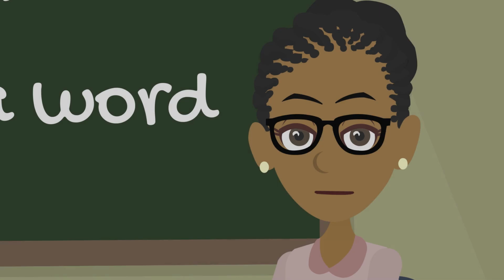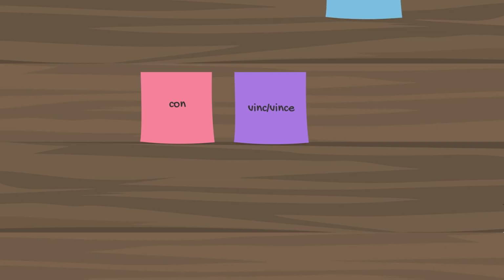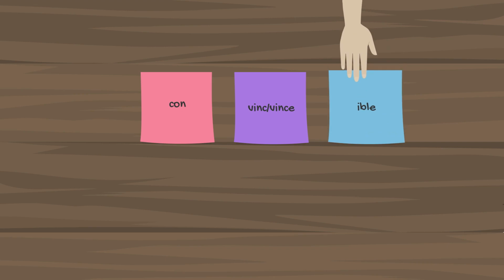Convince. Now let's add some suffixes to our words. Able to be. Now our word says convincible. When something is convincible, it is able to be conquered or made to be agreed with.